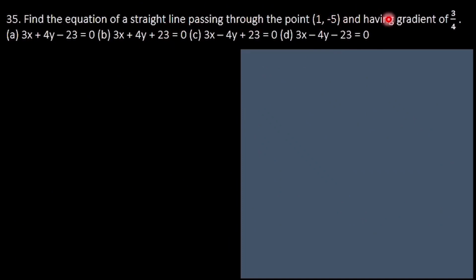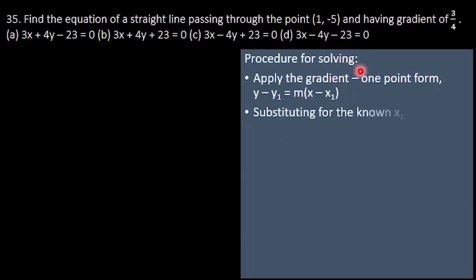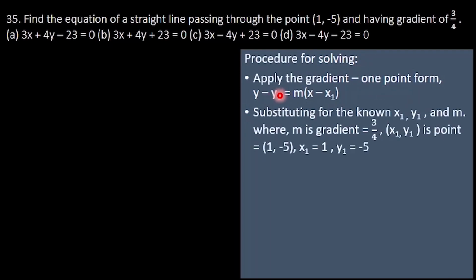Question 35. Find the equation of a straight line passing through the points (1, -5) and having a gradient of 3 over 4. The procedure for solving this: apply the gradient-one-point form, y minus y1 is equal to m open the bracket x minus x1. Then substitute for the known x1, y1 and m, where m, the gradient, is equal to 3 over 4. x1 and y1 are the point, that is x1 is equal to 1 and y1 is equal to minus 5.